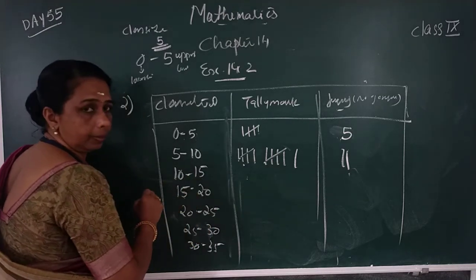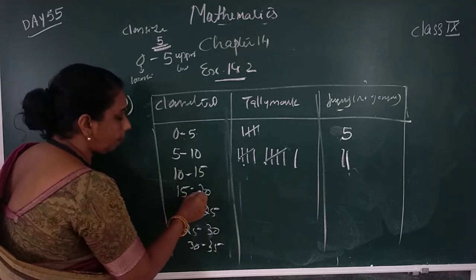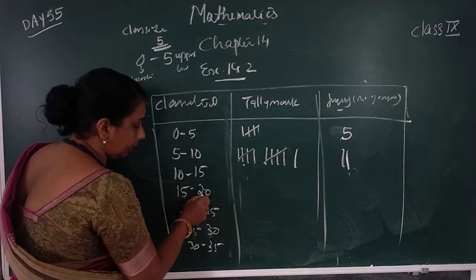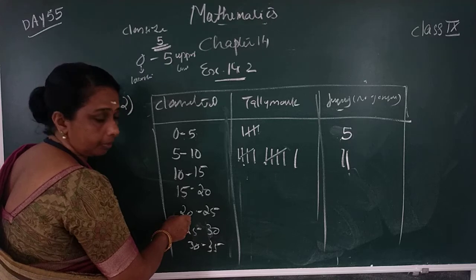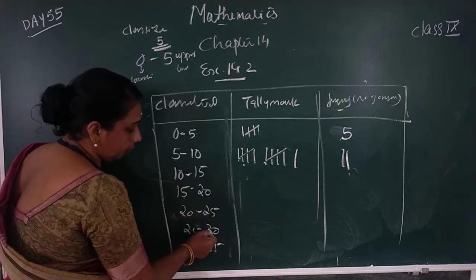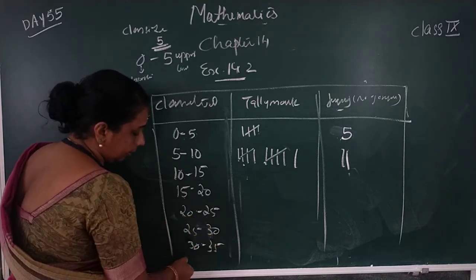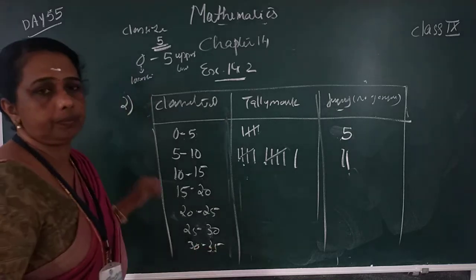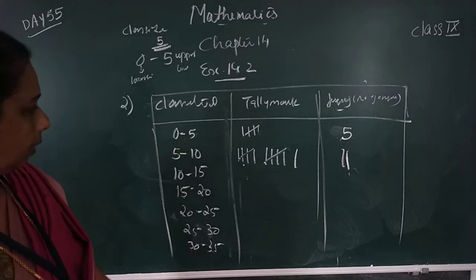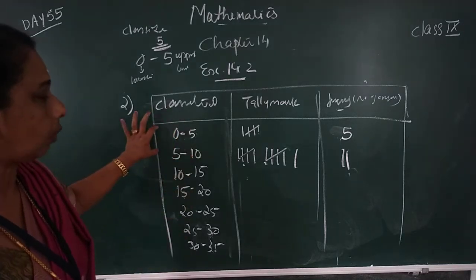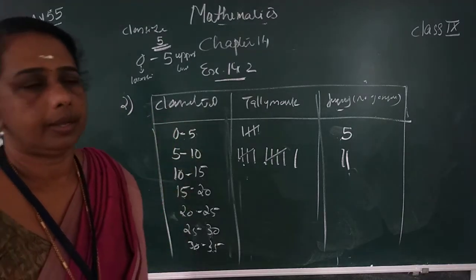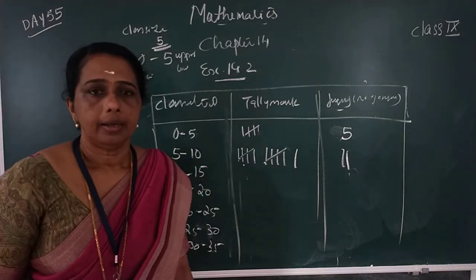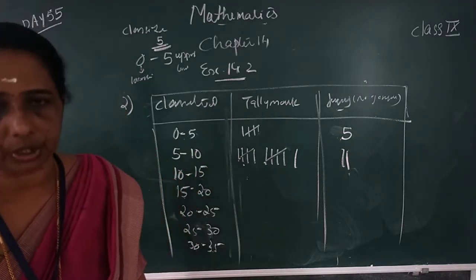15 you have to mark it here. Here only 15 to 19. 20 you have to mark it here. Here 20 to 24, 25 to 29, 30 to 34. In a continuous class interval, the upper limit is not included in the class interval. Okay, so you can prepare the grouped frequency distribution table.